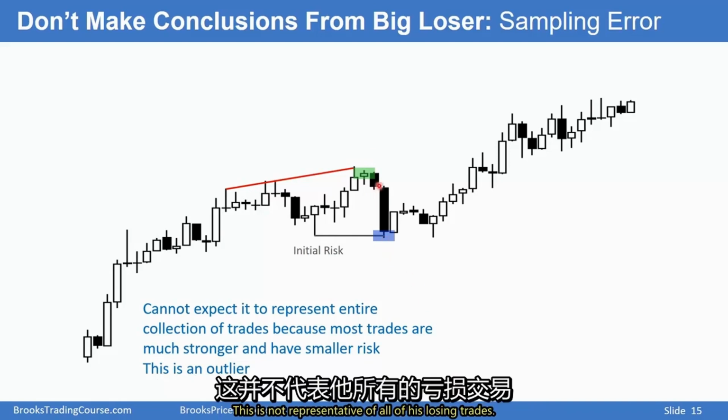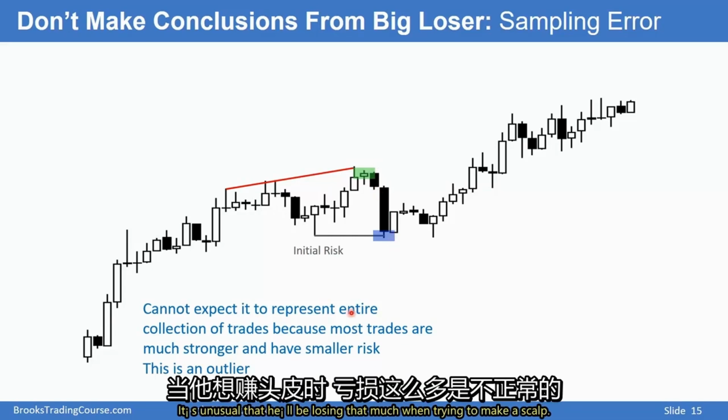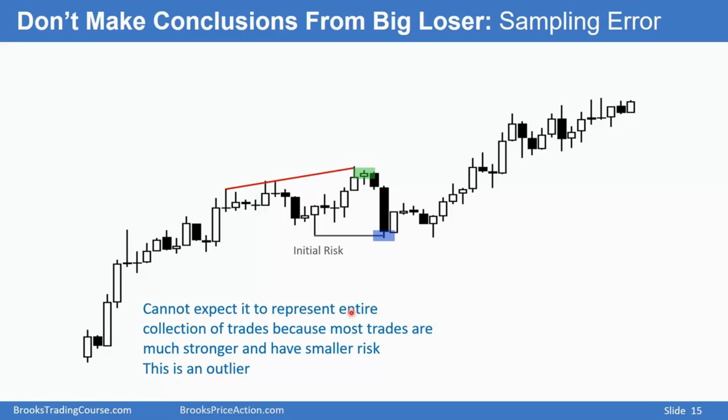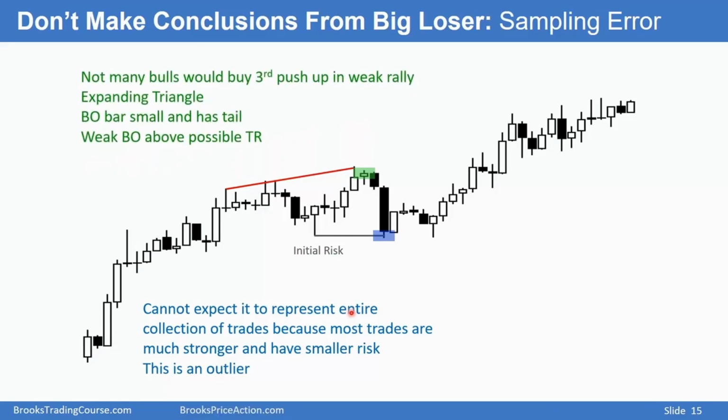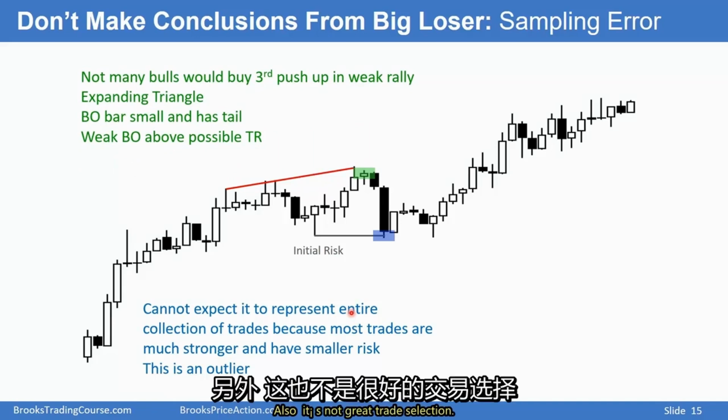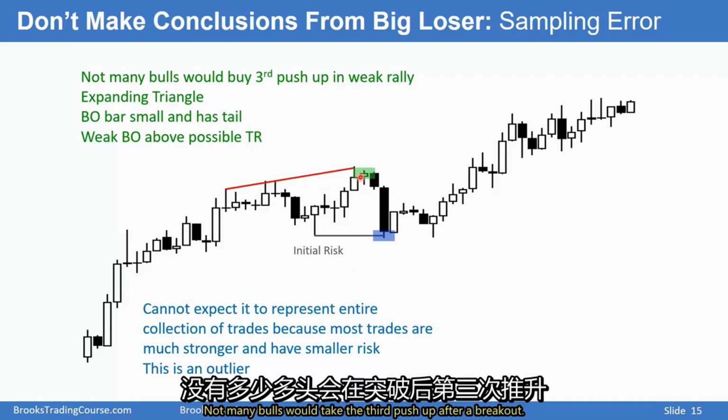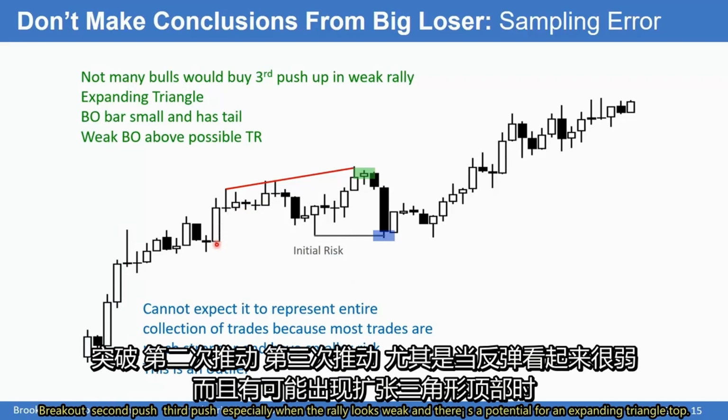This is not representative of all of his losing trades. It's an outlier. It's unusual that he'll be losing that much when trying to make a scalp. Also, it's not great trade selection. Not many bulls would take the third push up after a breakout. Breakout, second push, third push, especially when the rally looks weak and there's a potential for an expanding triangle top.